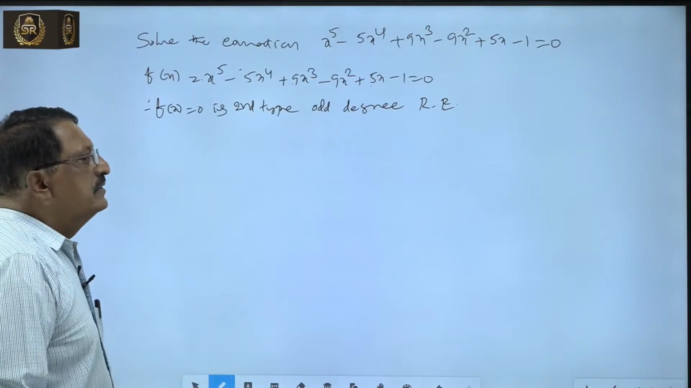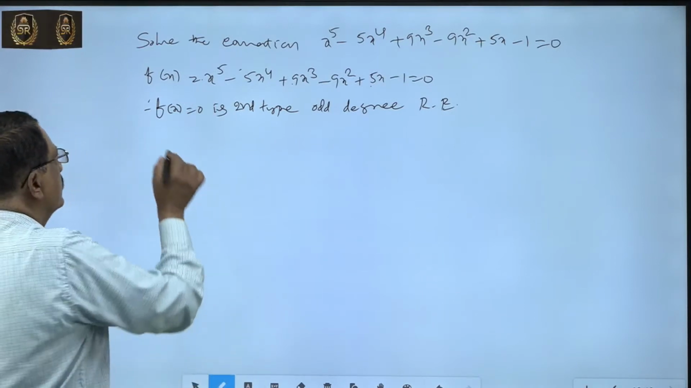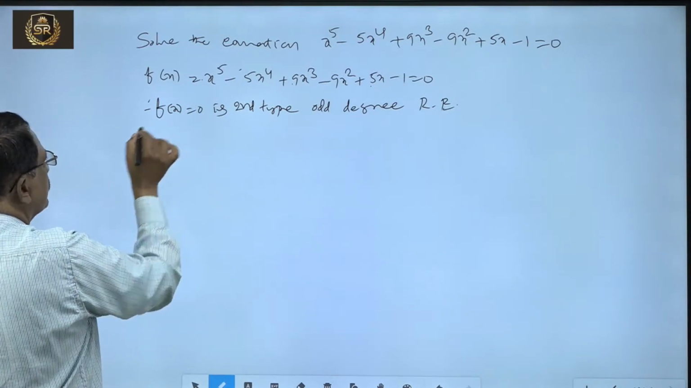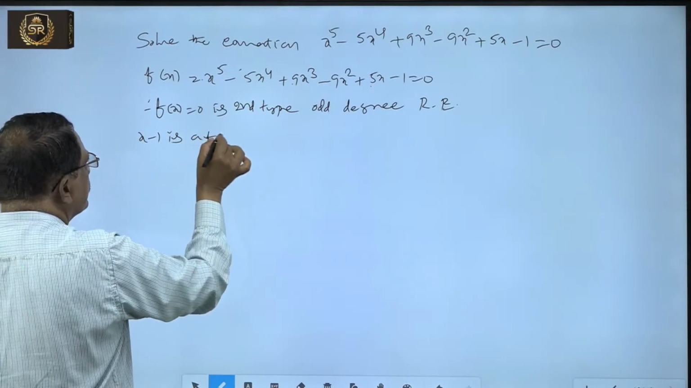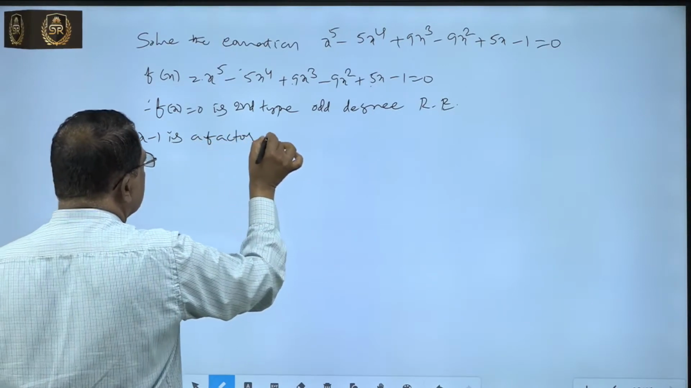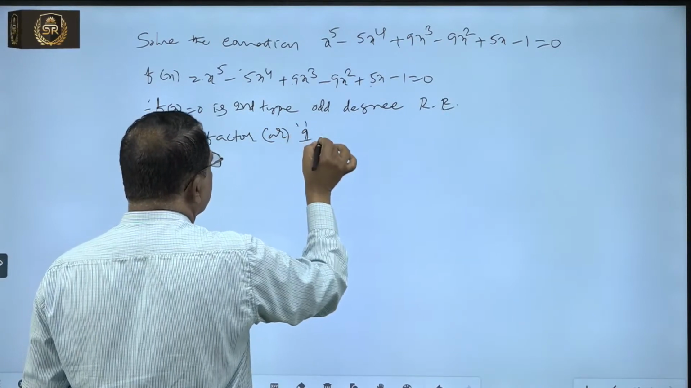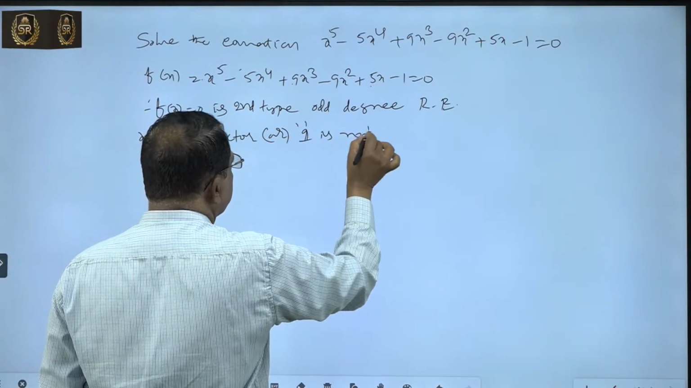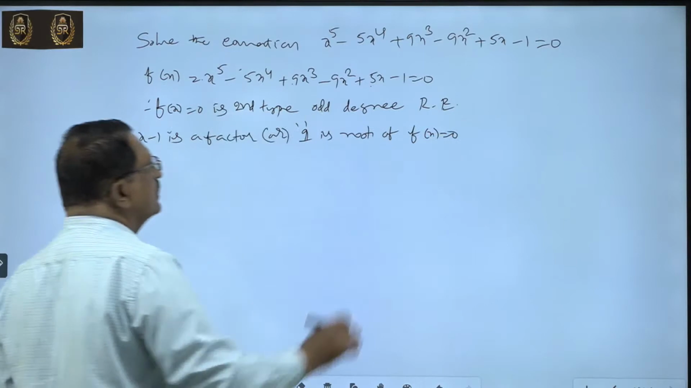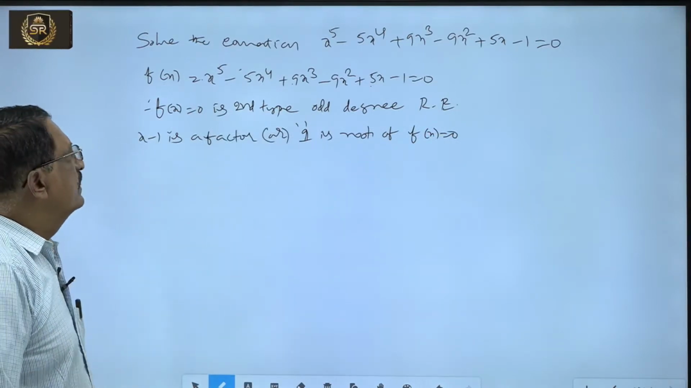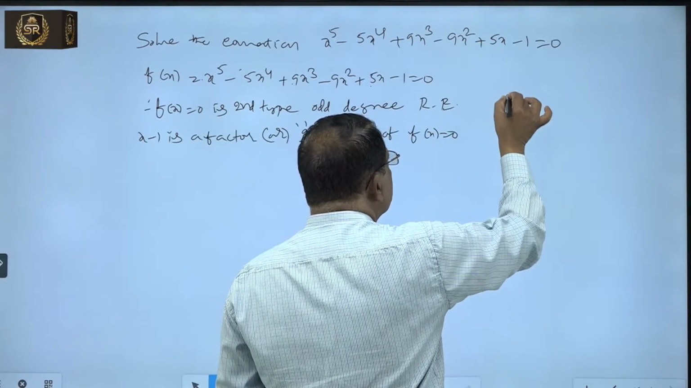Okay. Therefore, 1 is one root of the equation, or x minus 1 is a factor of f of x. x minus 1 is a factor, or 1 is one root of the equation. 1 is a root of f of x equals 0. Now, first use synthetic division.